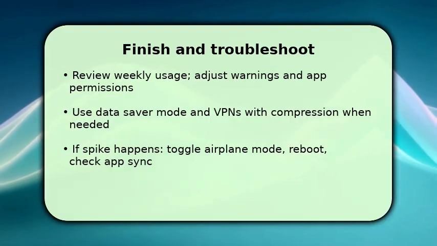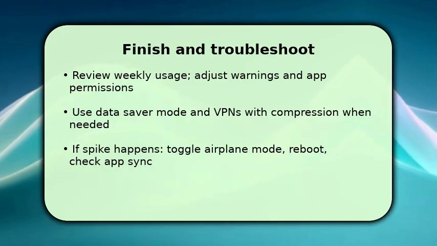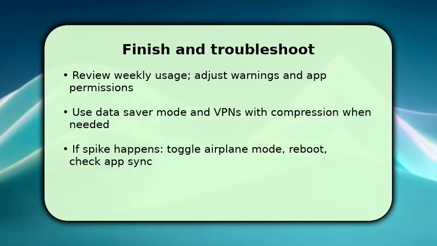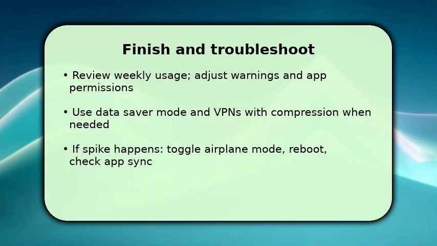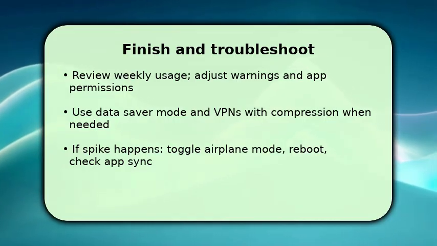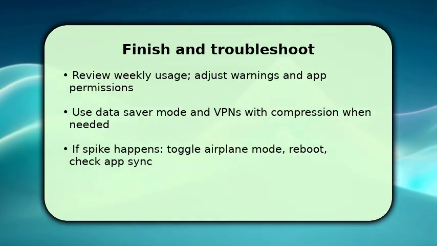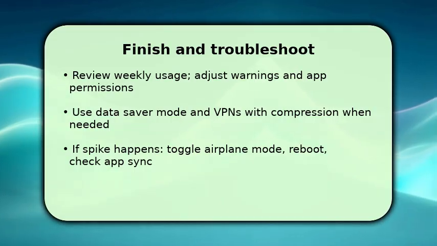If you see an unexpected spike, don't panic. Toggle airplane mode to halt transfers, reboot the device to stop rogue services, and inspect sync settings for photos or backups. If that fails, contact your carrier with exact meter readings.